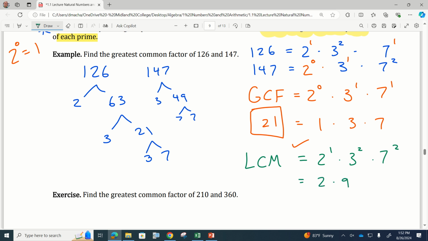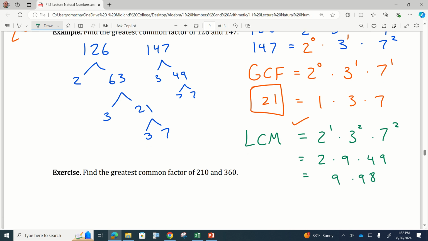So I've got 2 times 9 times 49. So we're talking like 9 times 98. So this would be 882. You'll notice least common multiple is always larger than the greatest common factor.